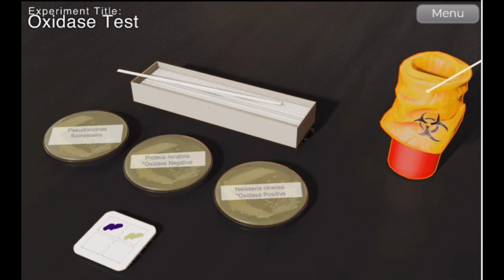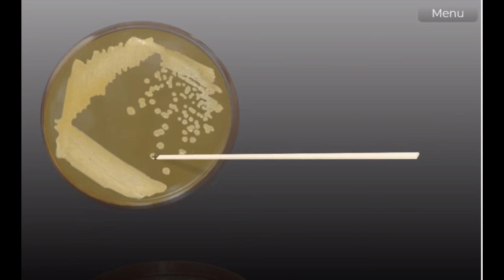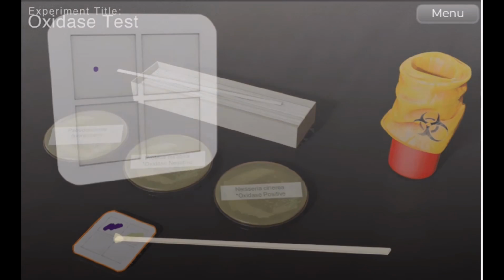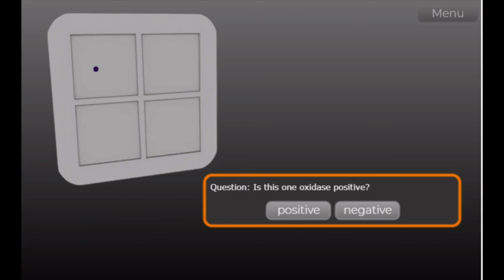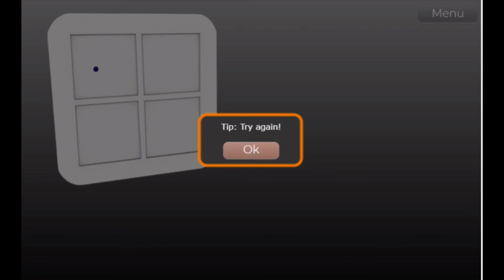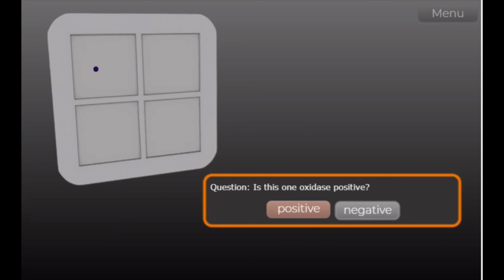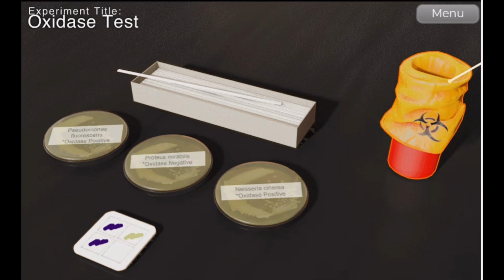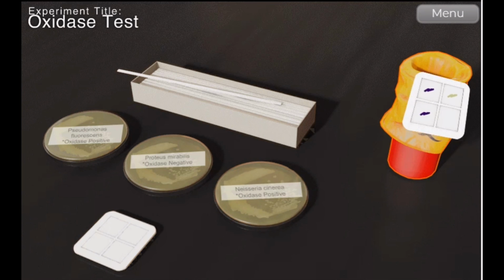Dispose of the toothpick, pick and isolate a new colony, and put it on the dry slide. So if there is no color change, that means it is negative. Right? If there is a color change, that means it is positive. So finally, we need to dispose of the dry slide in hazardous waste.